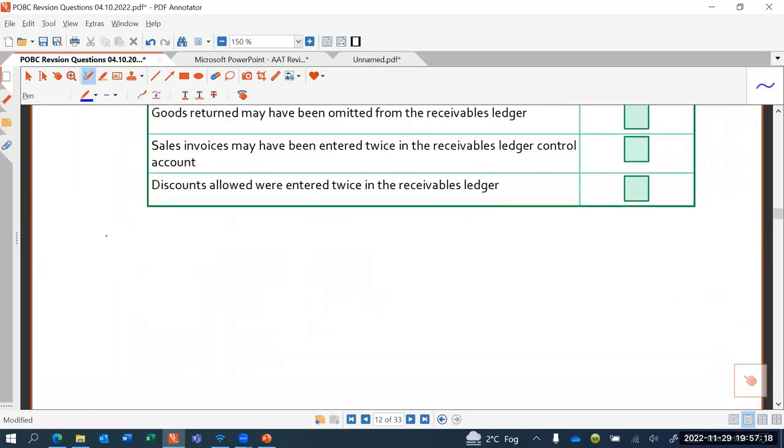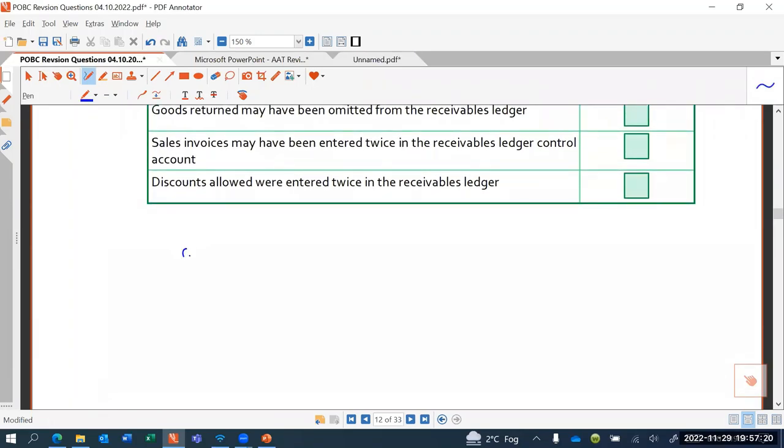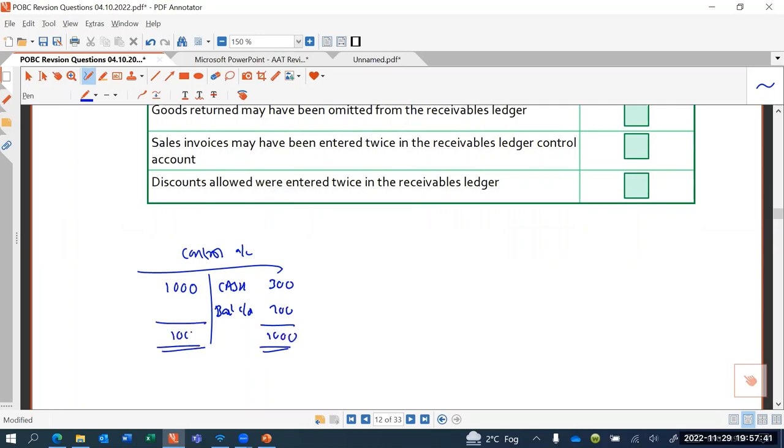So let's just imagine now that we've done our control account, and the control account shows with all its debits and credits, let's say, sales of 1,000 and cash of 300. It's got a balance of 700, just as an example, because sometimes having a few numbers to look at makes it a little bit easier rather than it being completely theoretical. We've got £700 owing from customers.